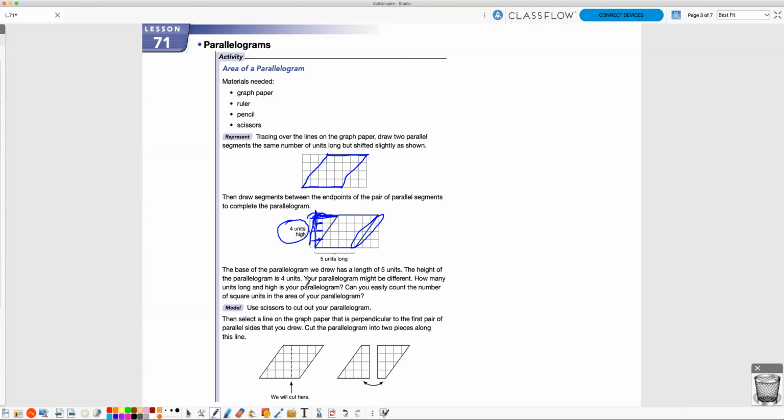So how many units long and high is your parallelogram? Can you easily count the number of square units in the area of your parallelogram? If you can't, you might need to use scissors to cut out your parallelogram, then select a line on the graph paper that's perpendicular to the first pair of parallel sides that you drew. When you cut the parallelogram into two pieces along that line, you will have something like this. You'll have that piece and that piece.